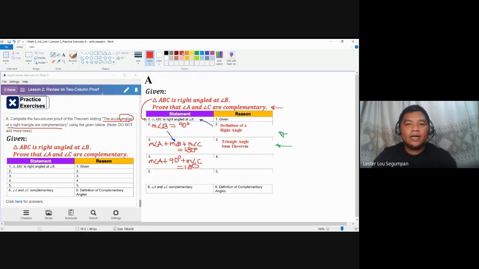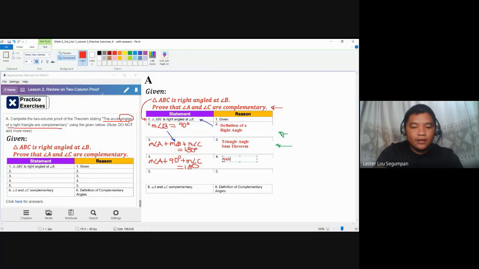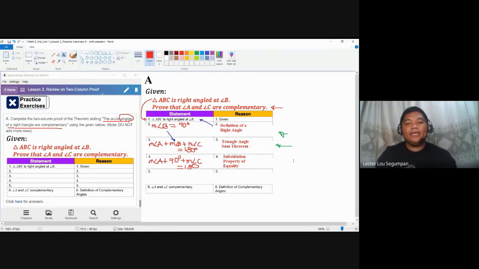And by concept, we actually applied here the substitution property of equality. So we simply substituted the value for angle B. And look at what happened now. We have dissolved angle B and we are left already with angles A and C, closer to the goal that we would like to prove.